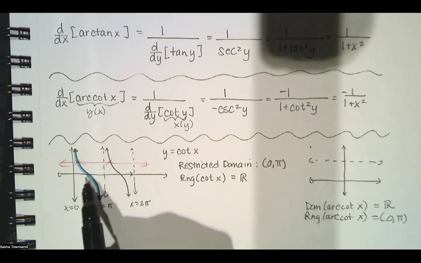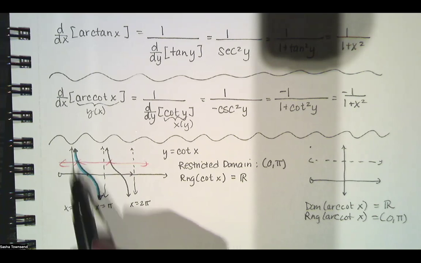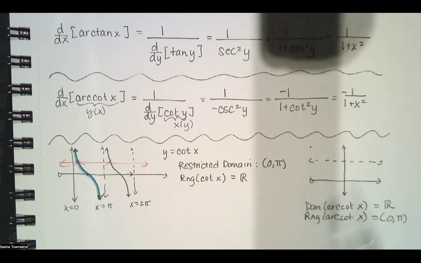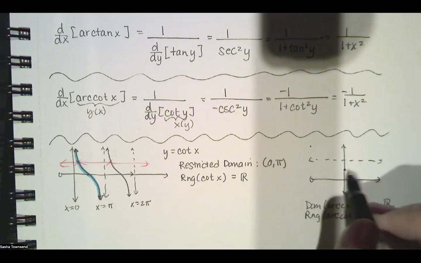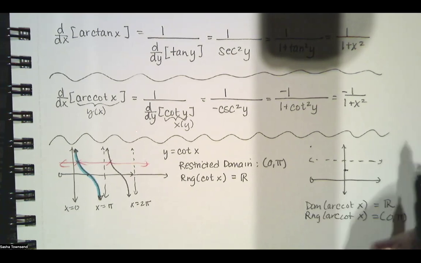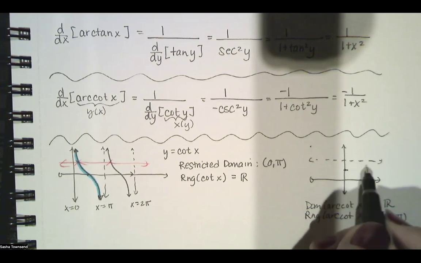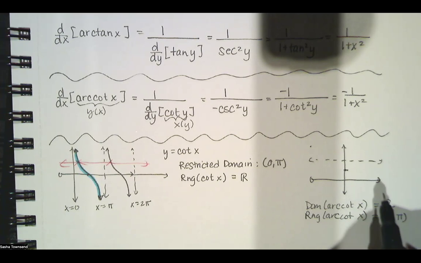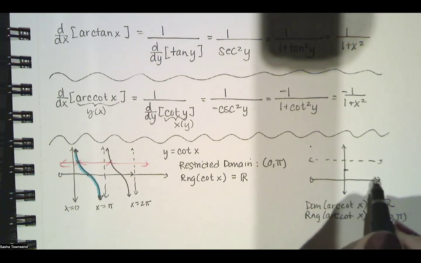Now I want you to notice that as x approaches 0 from the right, the y values go to infinity here. So as y approaches 0, our x values should go to positive infinity. It's kind of hard to draw. I'm trying to make sure I draw it correctly.